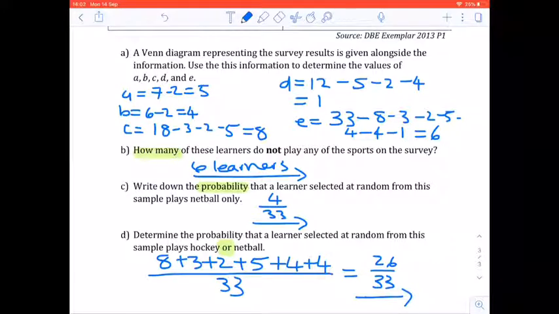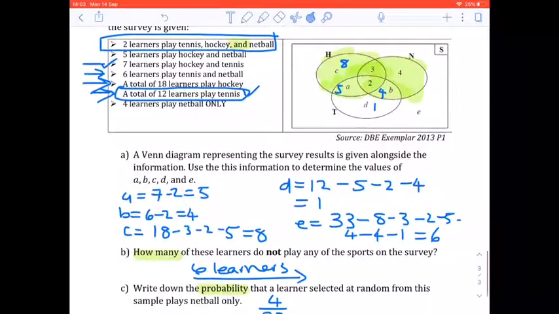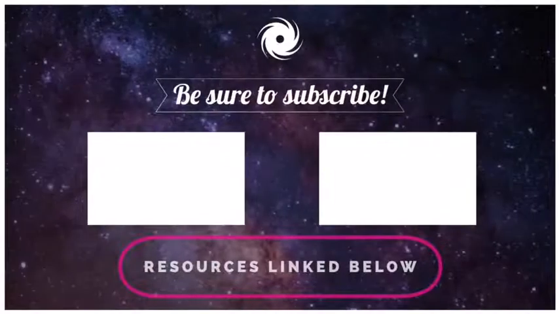So just to recap that question, it's asking for hockey or netball, so that includes everyone who plays hockey or netball. It doesn't matter if they only do one or the other, or if they do both, or if they do all three sports. What matters is we're including both full circles. We don't count numbers twice, we only count the numbers once in the picture, but we have to include both of the circles. Okay.